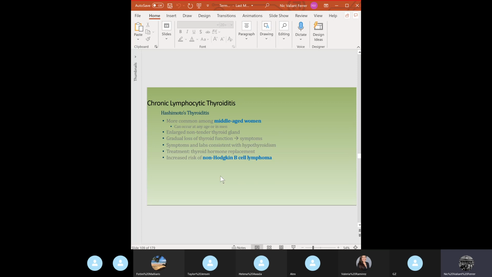The most common among middle-aged women, you have increased risk of non-Hodgkin's B-cell lymphoma. Okay, high yield for Hashimoto's, increased risk of non-Hodgkin's B-cell lymphoma. What's the treatment then if they're hypothyroid? So you give thyroid replacement therapy. You give levothyroxine.